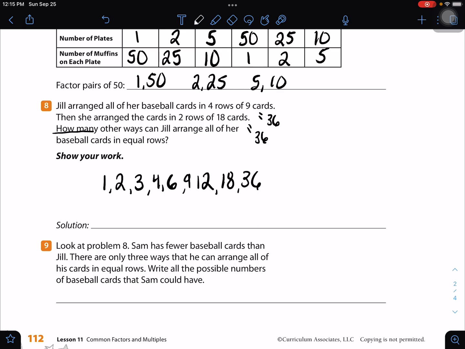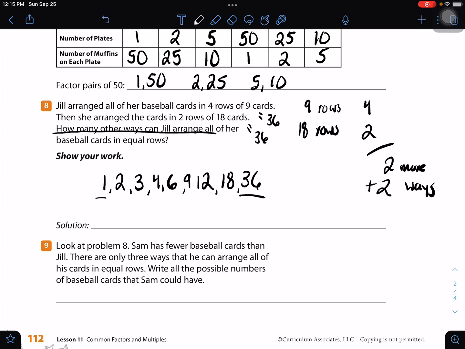So the question asks, how many other ways can she arrange her cards? Well, she did 4 and 9, 4 rows of 9 cards, 2 rows of 18 cards. So then she could also do 9 rows of 4 cards, and she could do 18 rows of 2 cards. Okay, so there's 2 more ways. And then we got to think, okay, well, she could do 1 and 36, or 36 and 1, so there's another 2 more ways. We already did 2 and 18. We checked those off. We haven't done 3 and 12 yet, so there's another 2 ways because it could be 3 rows of 12 or 12 rows of 3.